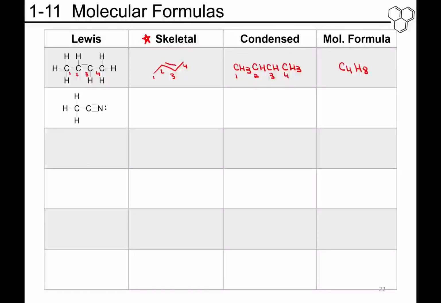All right, now let's do another example. Here we have CH3CN. If you were to draw this structure in skeletal form, you would end with something like this. Now please note that usually when we have triple bonds, we tend to draw things straight, and the reason for that is because of the geometry of the molecule, and this is something that you will be learning in the next lecture. The condensed form would be CH3CN, and the molecular formula would be C2H3N.